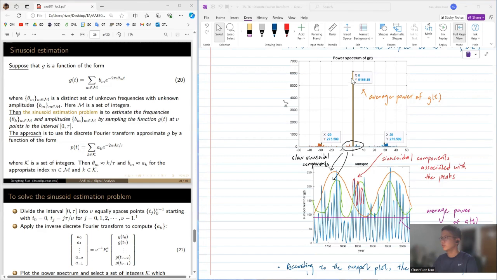So the first region, which is this A naught, is basically going to be this purple constant line here that tells you the average power of the function g of t. And the orange line and the green line here are the sinusoidal components associated with the lower frequencies. And the red line here are the sinusoidal components associated with higher frequencies. And these sinusoidal components are those associated with the peaks.